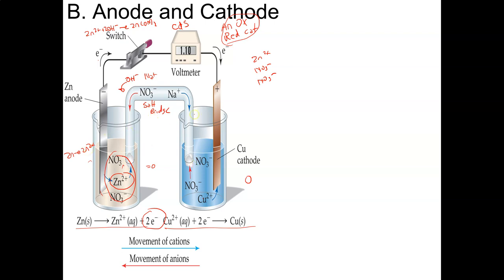So on this side, what happens is that these Cu2+ ions take those 2 electrons and they plate themselves on top of the original copper. So you get more and more copper on here.